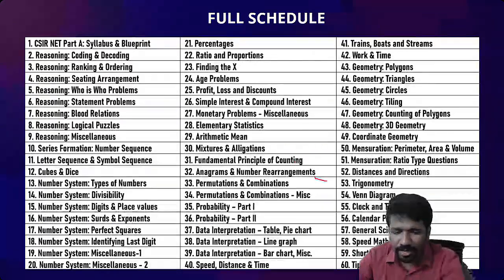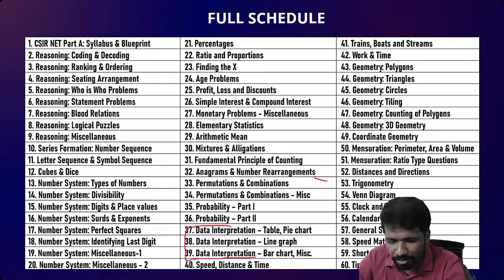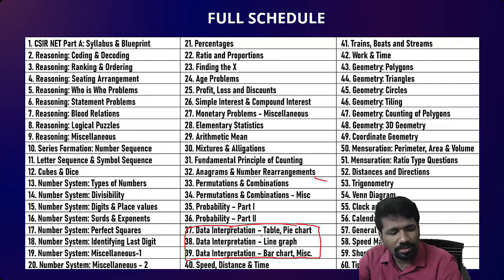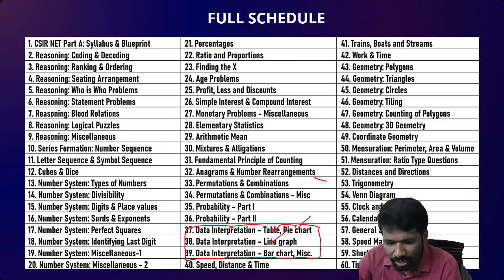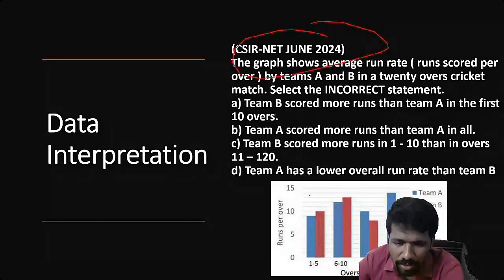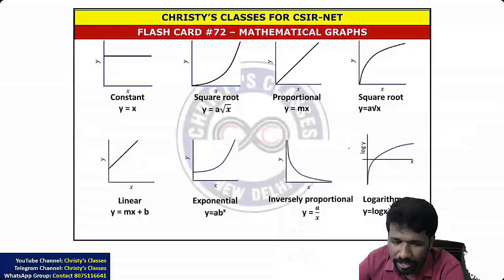Then comes the data interpretation chapter, data interpretation unit we can say. Data interpretation, as it is little time consuming chapter, we have devoted 3 different lectures on that. Table pie chart एक single lecture में, line graph एक single lecture में, bar chart and other miscellaneous graphs on another lecture. June 2024 exam में भी bar chart वाला question आया था data interpretation का.